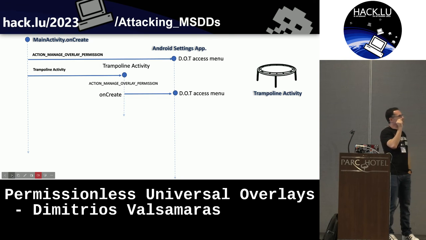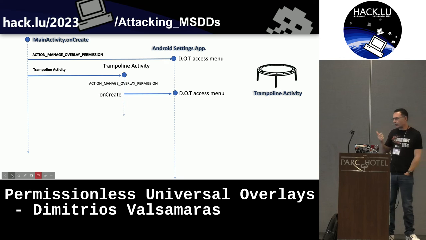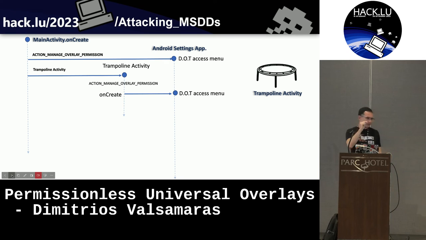So, the idea is, as I told you before, since we have click-through capability, we won't get notified that the user clicked on our view. So in order to understand that the user just clicked: when the user clicks on the display on top access menu, at first our app will go into the pause state. So we understand that the user simply clicked.